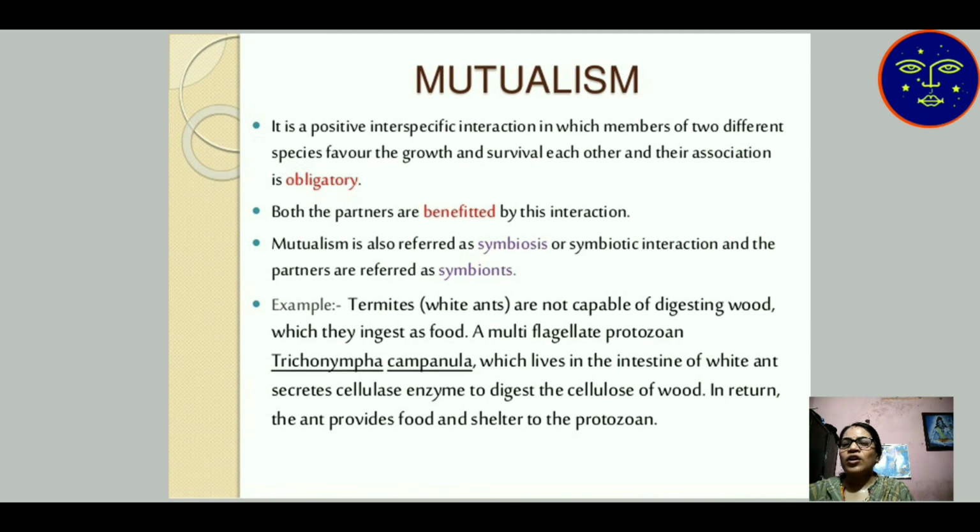Example, termites or white ants are not capable of digesting wood, which they ingest as food. A multiflagellate protozoan, Trichonympha, which lives in the intestine of the termite, secretes cellulase enzyme and digests the cellulose of the wood. In return, the termite provides the food and shelter to the protozoan.